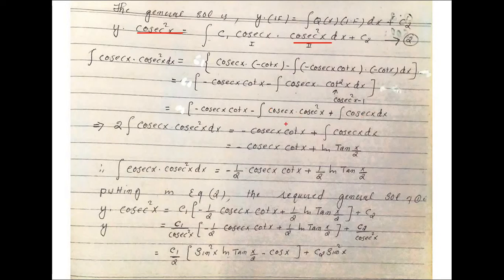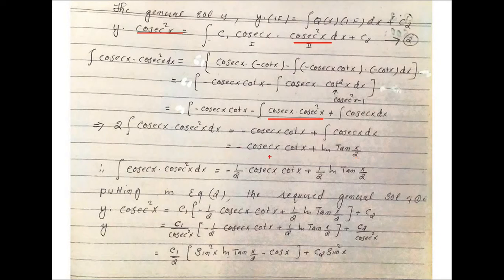Now this integration, this value will be shifted to the other side, and both of them will be added together, and we will get twice integral cosecant square x dx, and this value will be taken again here, and this integration will be taken again here. Now integral of cosecant is always equal to log of tangent x over 2.